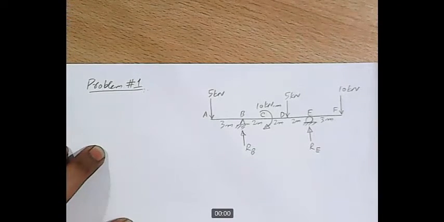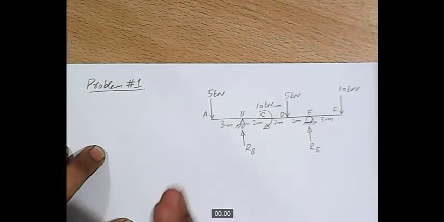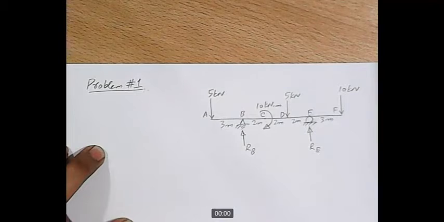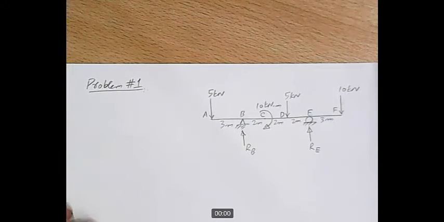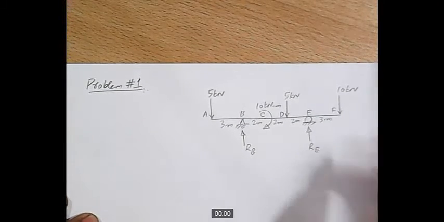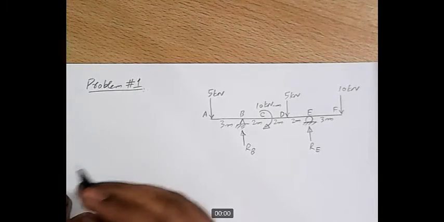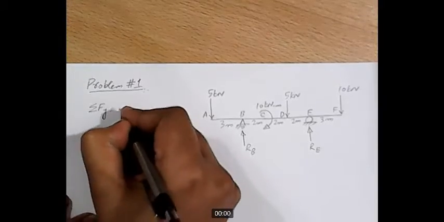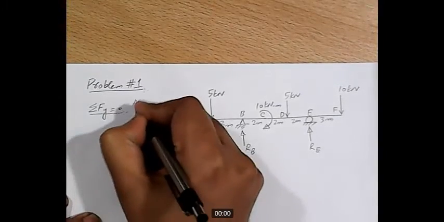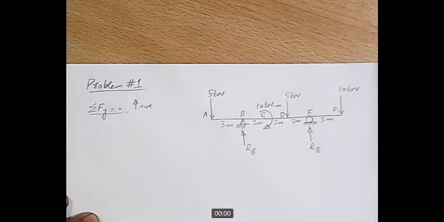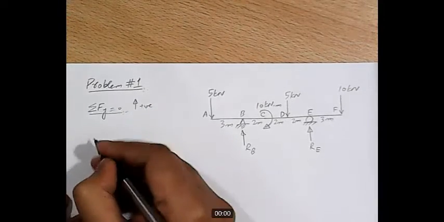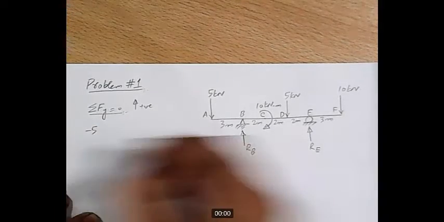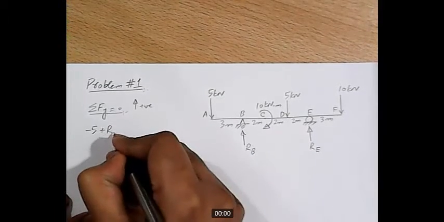Now the first step in this method as well is the reaction calculation, and that reaction calculation is exactly the same as the way we used to calculate it previously. So let's apply the conditions of equilibrium to calculate the reactions. Sigma Fy equal to 0 with the convention of upward forces as positive. The 5 kilonewton force acts in the downward direction, so minus 5. RB is with positive sign acting in upward direction.